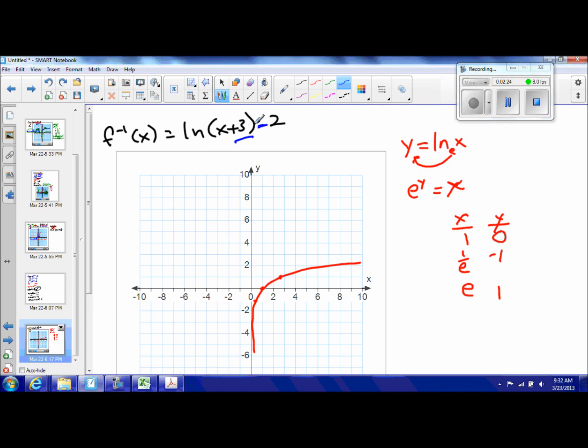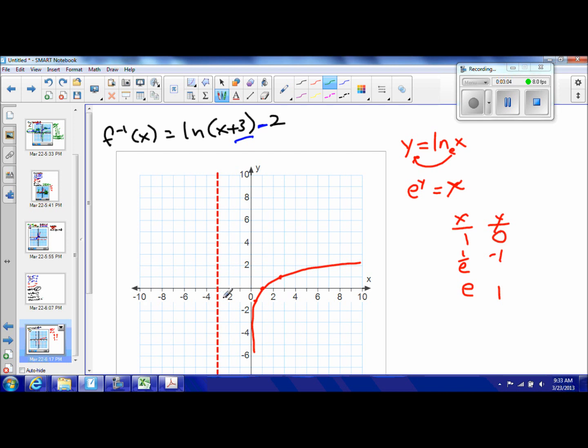Sorry. So if I'm going to go left 3, the first thing I'm going to do is move my vertical asymptote over 3. So let's get a nice line here. My vertical asymptote, which is now the y-axis, is now going to be negative 3. There's a nice dotted line for the vertical asymptote. And then down 2. So let's go each point. Let's get a pen. Come on, pens. There we go.